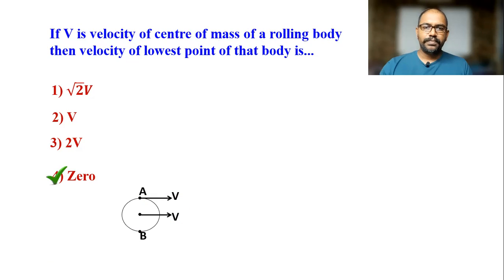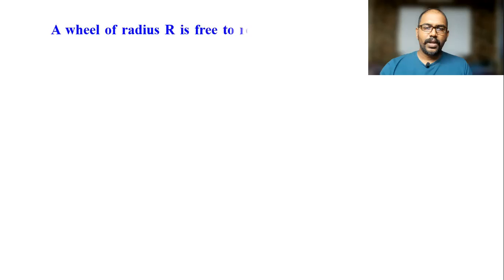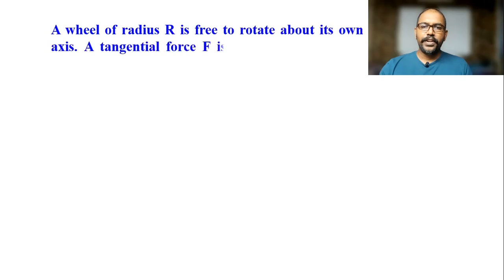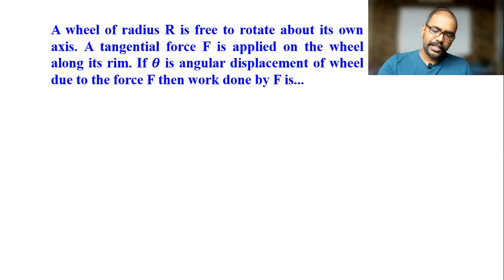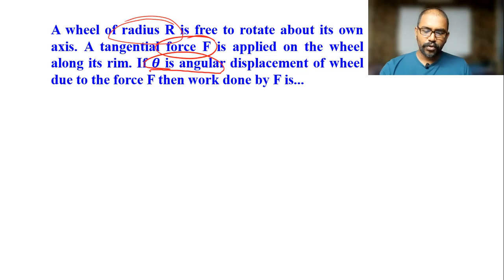Now next question. A wheel of radius r is free to rotate about its own axis. A tangential force F is applied on its rim. Here radius r and force F are given. Theta is the angular displacement of the wheel due to the force F. Then the work done by the force F is. The options you can see here.